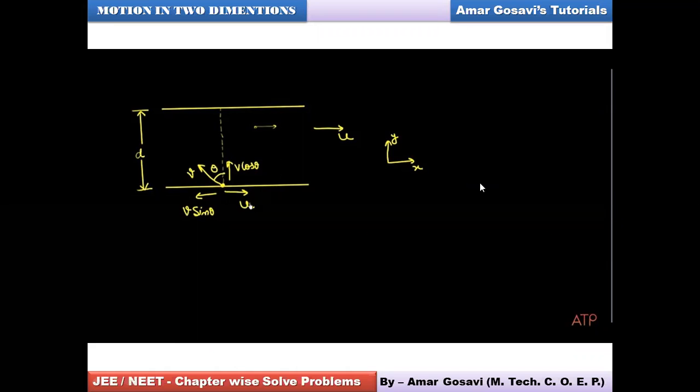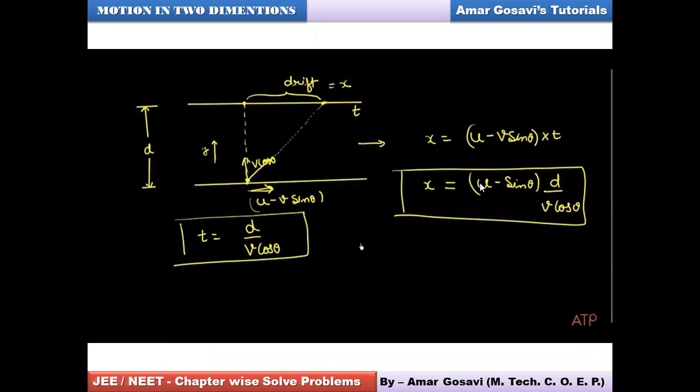Here you can see now. Had he moved straight, what would have happened? If he started swimming like this, instead of reaching here, he will reach somewhere here. We call this drift, and that drift is given by, say, x in this case. Now what is causing this drift x? The resultant between the components over here.